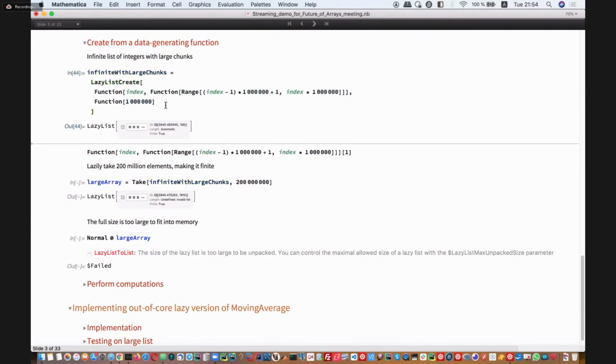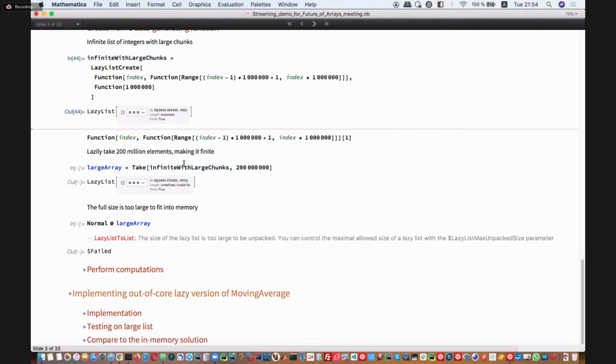But here's the thing. Now I'm taking out of this effectively infinite list built of large chunks, I'm taking 200 million elements. And if I try to make it normal, it will complain. Obviously. But we understand, because I have a limit, which you can expand, but yeah, I get it.